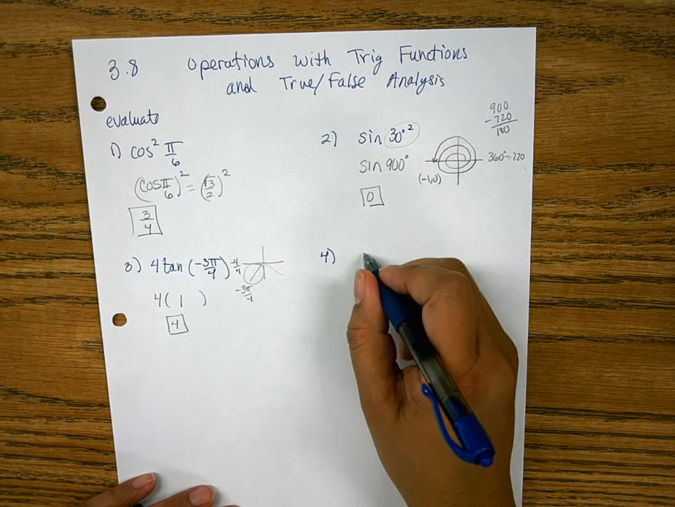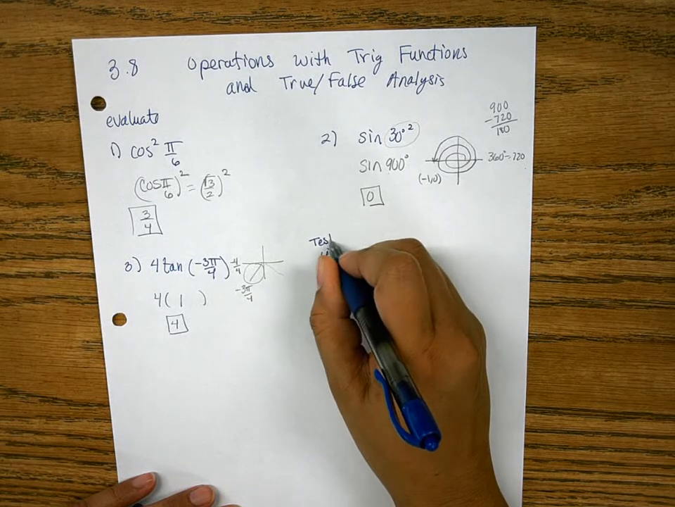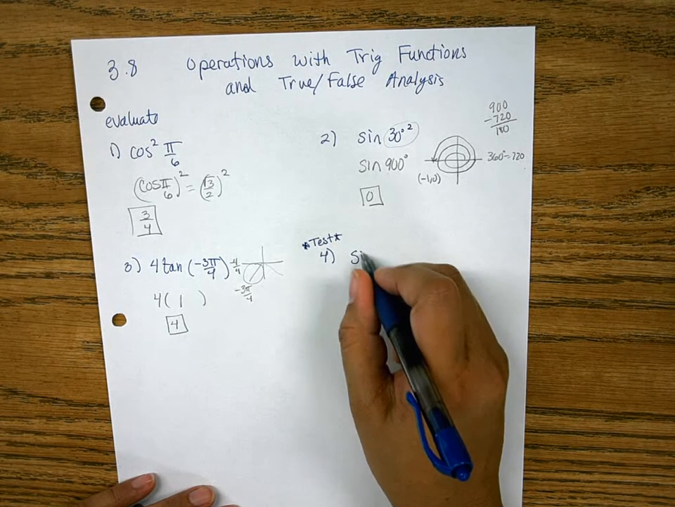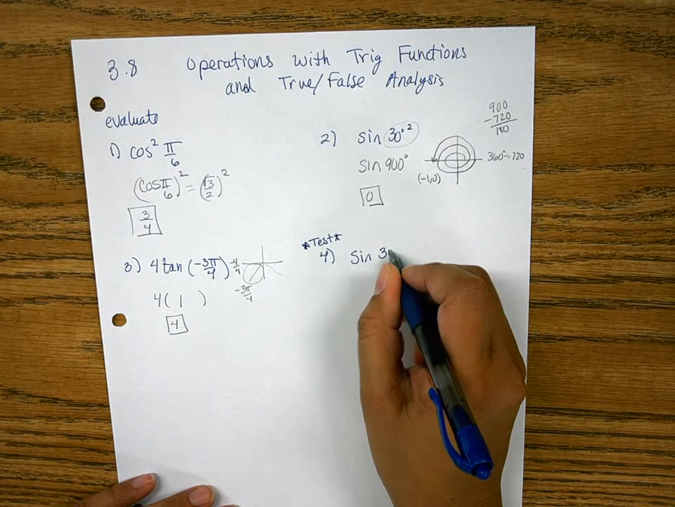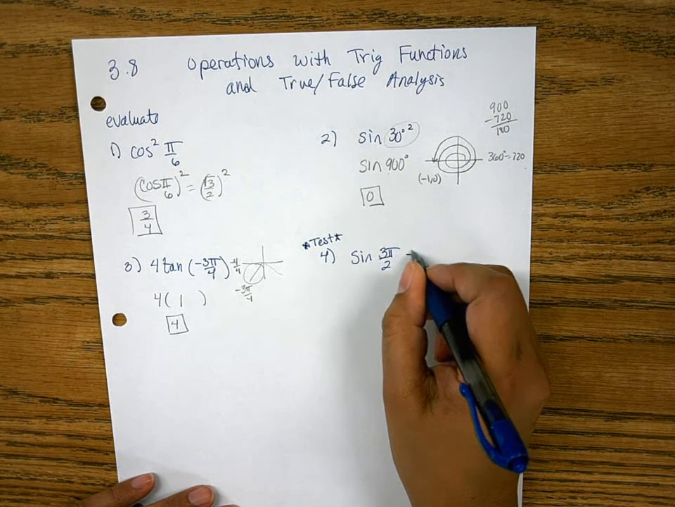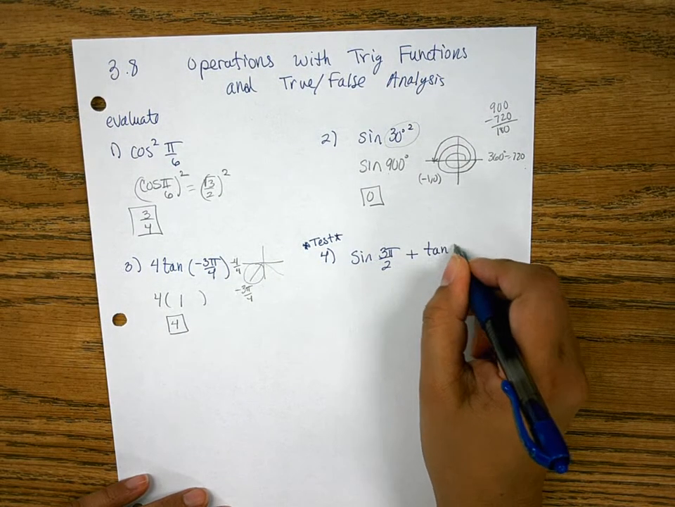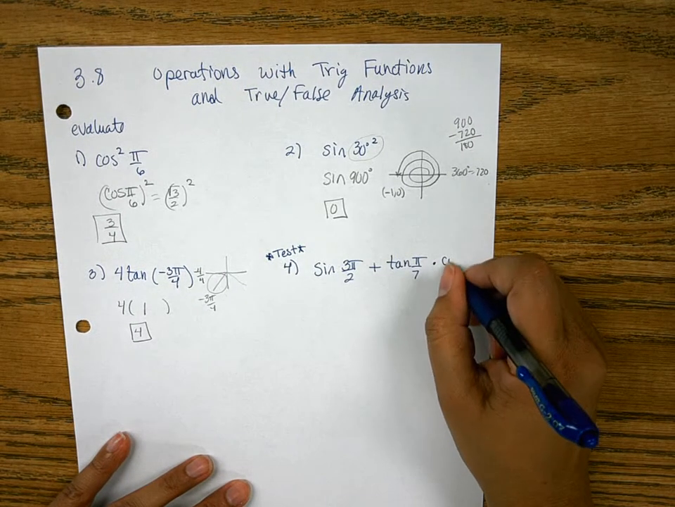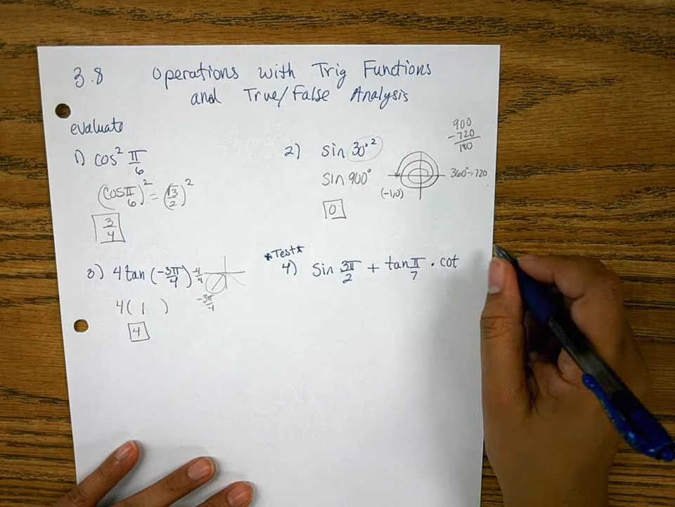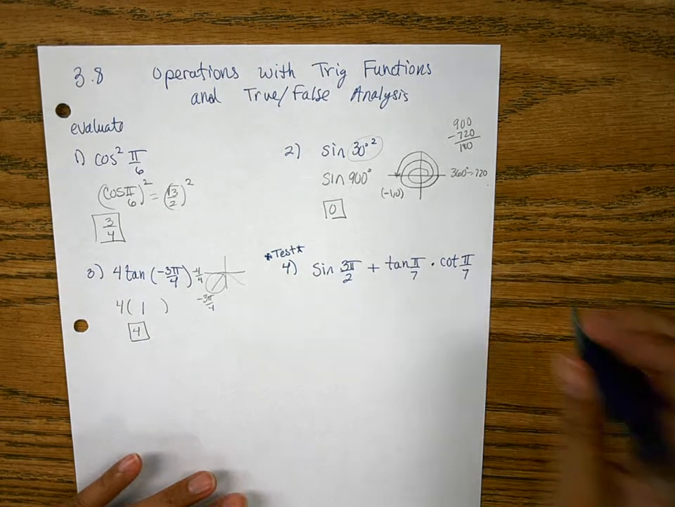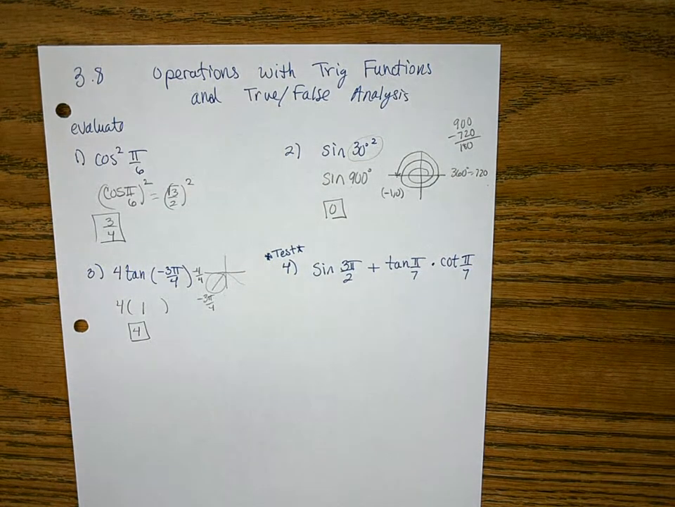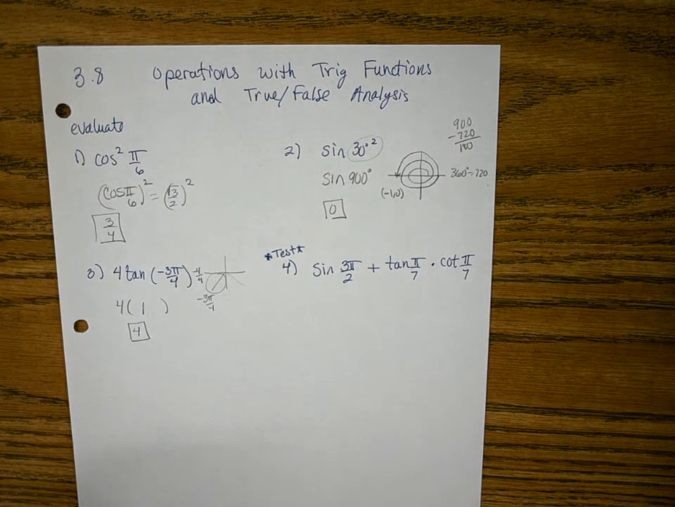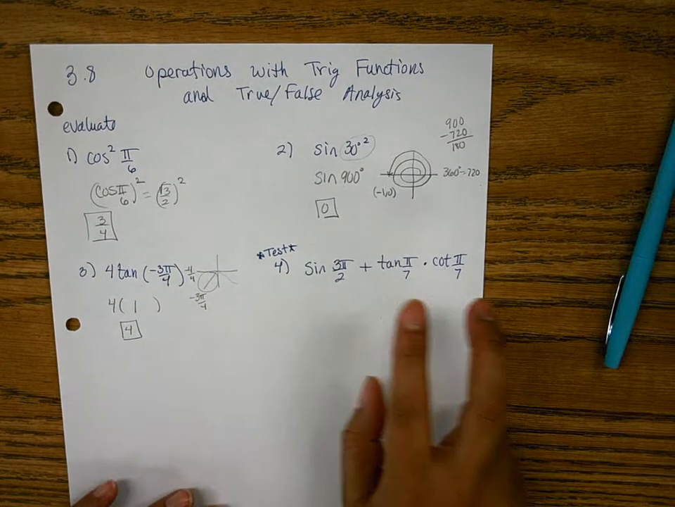Again, you'll be going faster when you're doing these on your own. Number 4. This one, by the way, is on the test, and kids mess it up every year, so you want to make sure you are paying attention. Sine of 3 pi over 2 plus tangent of pi over 7 times cotangent of pi over 7. Okay.